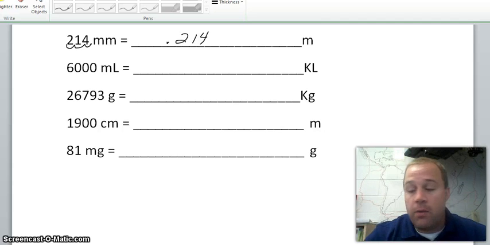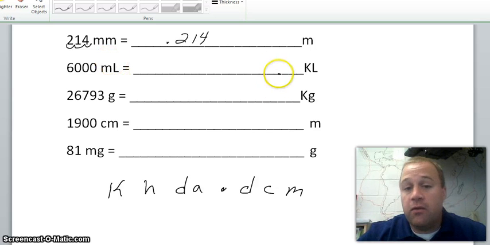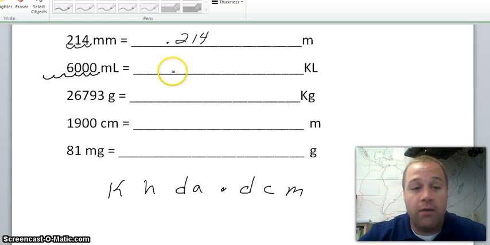We're going to scroll down the screen a little bit here so we can see the rest of our examples. I'm going to rewrite the thing down here on the bottom. So we're going to have KHDA.DCM. So milliliters to kiloliters, this is as far as you can go on the scale, all the way from the right to all the way on the left. So 1, 2, 3, 4, 5, 6 to the left. So we're going to take it and go 1, 2, 3, 4, 5, 6 to the left. So that makes our thing 0.006.